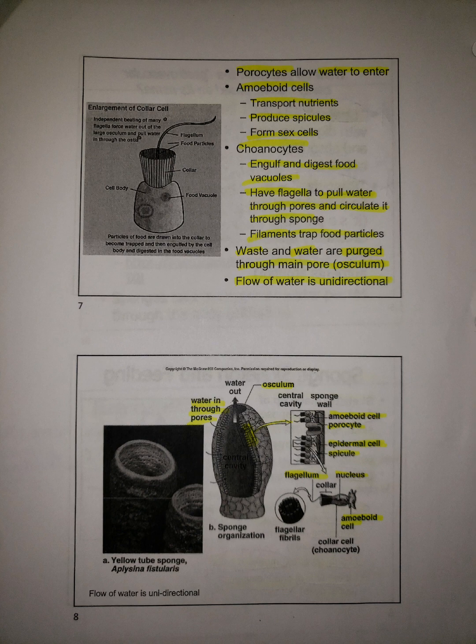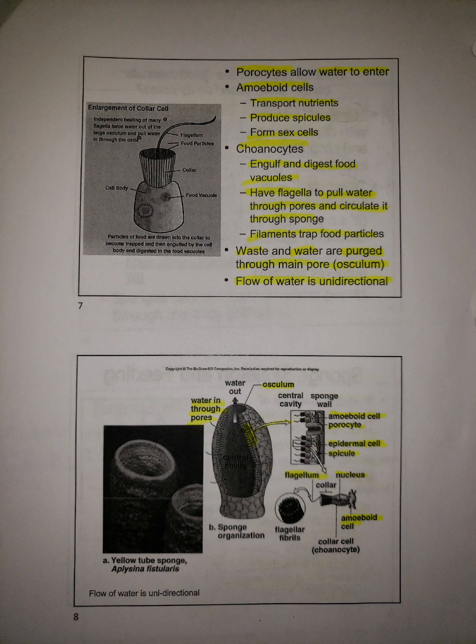In the enlargement of a collar cell, you can see independent beating of many flagella, which force water out of the large osculum and pull water in through the ostia. Particles of food are drawn into the collar to become trapped, then engulfed by the cell body and digested in the food vacuoles. In the second picture, in figure A, you can see yellow tube sponge, or Aplysina fistularis.